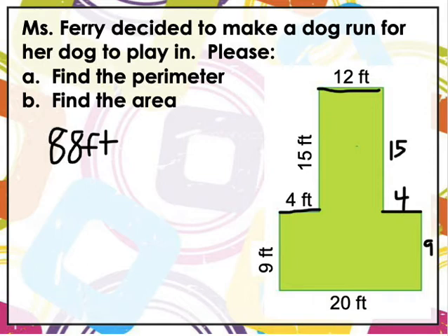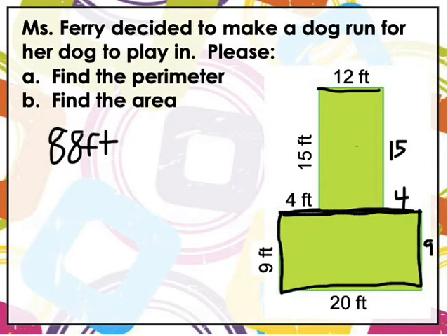Now to find the area of my shape, I need to cut it into two rectangles. So the first thing I'm going to do is here is where my jutting piece starts. So I'm going to cut my rectangle right here. So now I have this bottom shape and I have the top shape. So first let's start with the bottom shape.